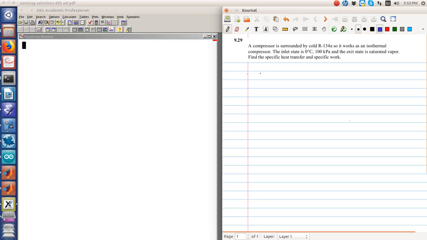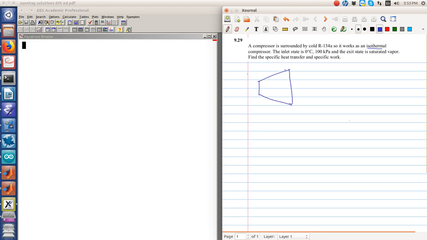Problem 9.29 of Sonntag. We have a compressor which is surrounded by cold R134A so that it works as an isothermal compressor. This concept is different from that of a regular compressor, which is usually adiabatic. The inlet state is 0 degrees Celsius and 100 kilopascal and the exit state is saturated vapor. Find the specific work and the specific heat.